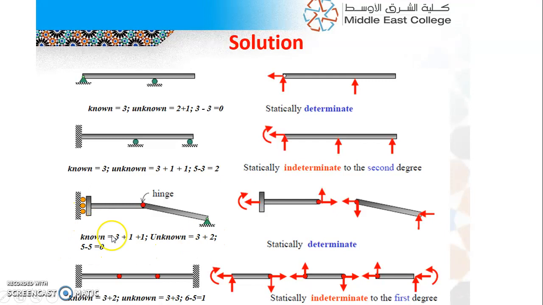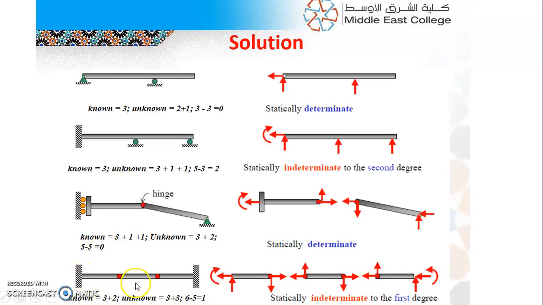Next, coming to knowns. For the first two examples, we took knowns as 3, as a common value. But here, since there is a fixed support, there is one roller acting here and there is one hinge. So knowns are 3 plus 1 plus 1, which gives you 5. So 5 minus 5 gives you 0, which is statically determinate.